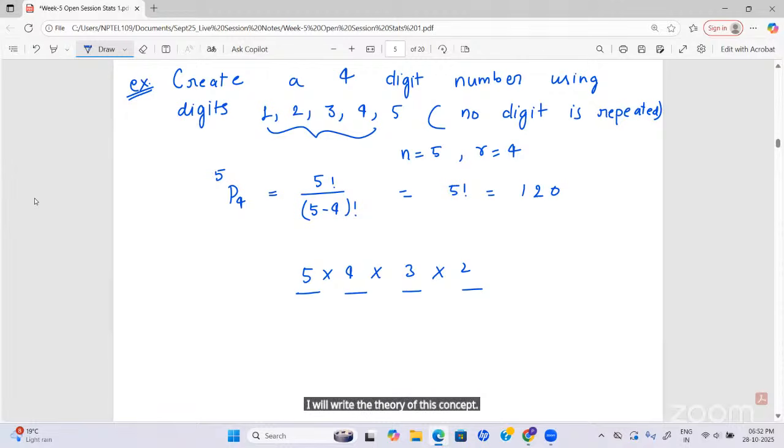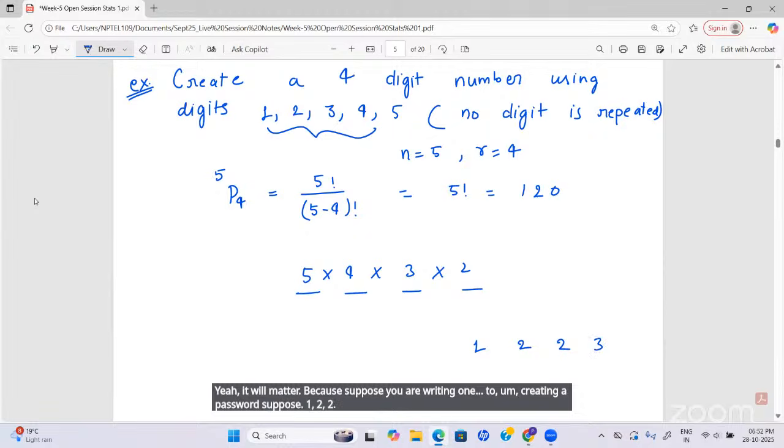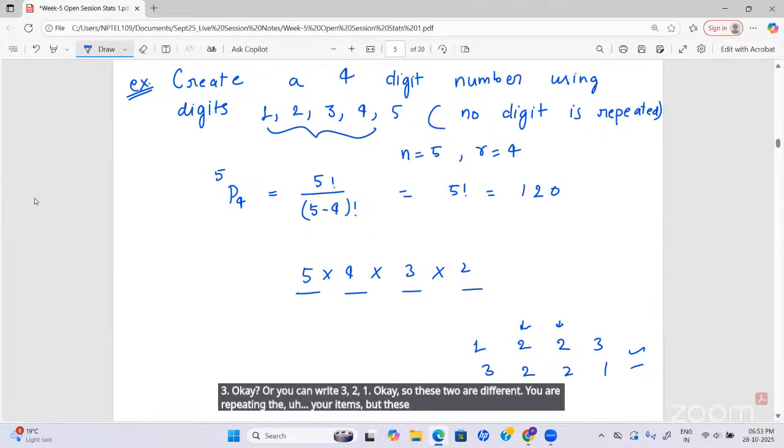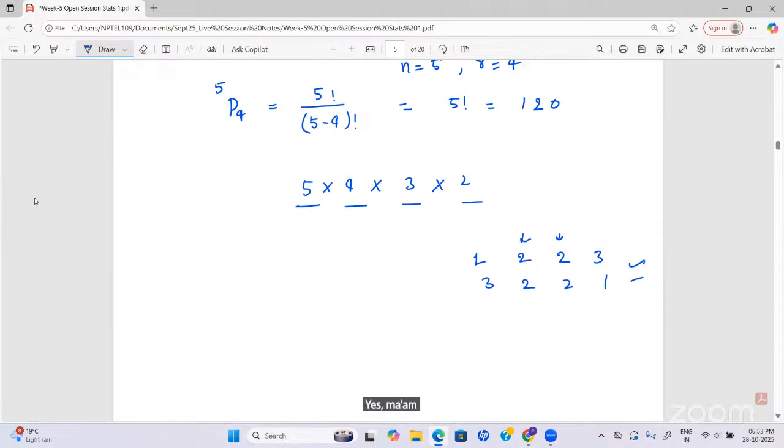Ma'am, I am asking about the arrangement, not this. If the repetition is allowed, arrangement will also matter there. Yes, it will matter. Because suppose you are creating a password, suppose 1, 2, 2, 3, or you can write 3, 2, 2, 1. So these two are different. You are repeating your items, but these two passwords are different, right? Yes, ma'am.